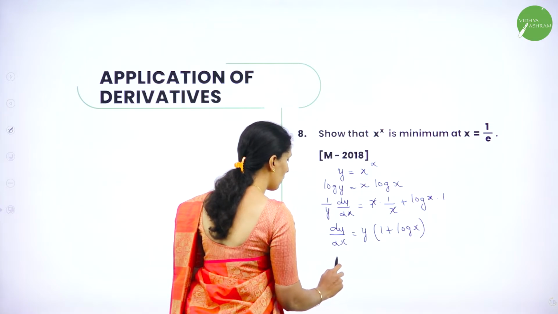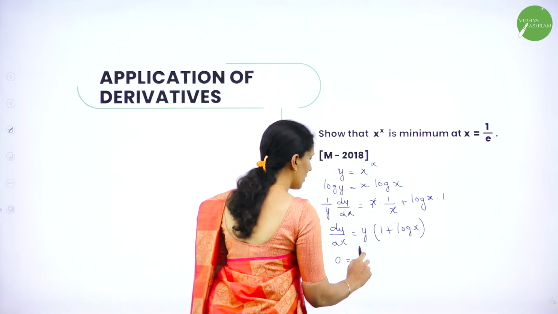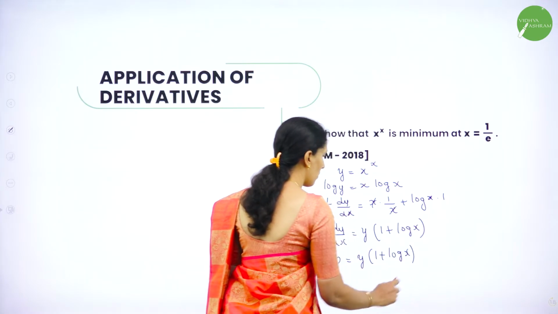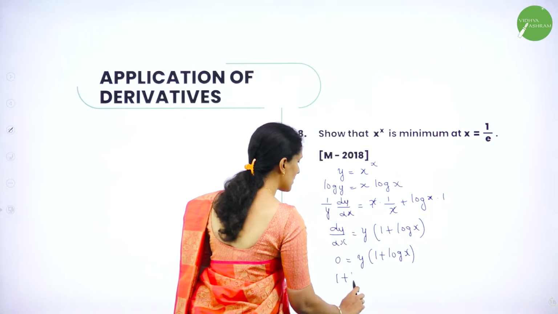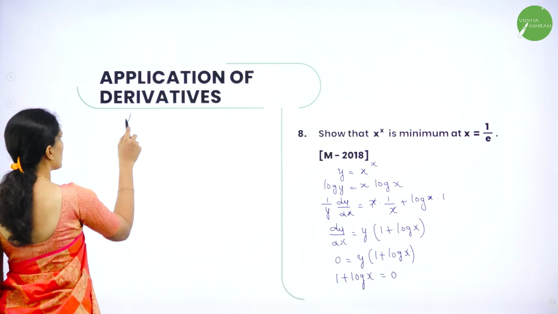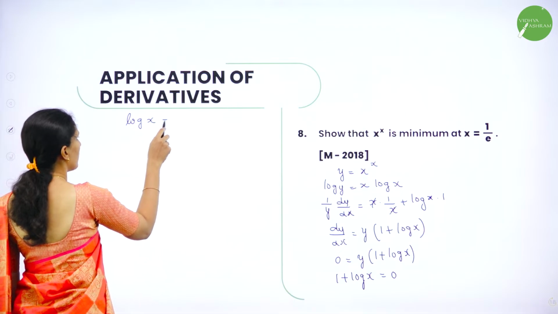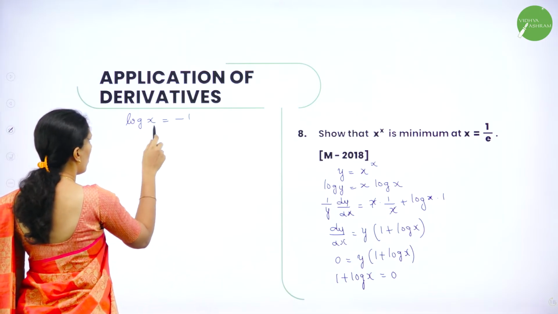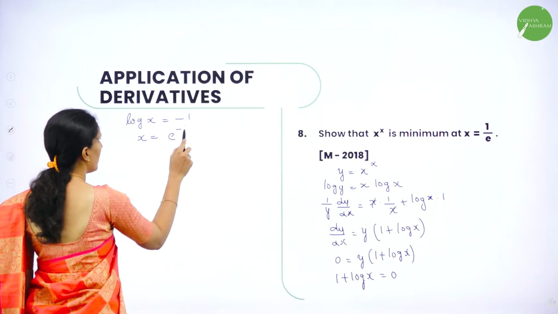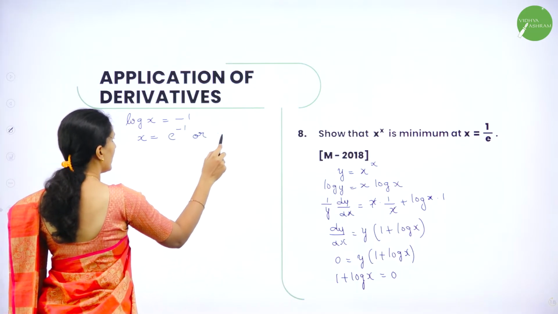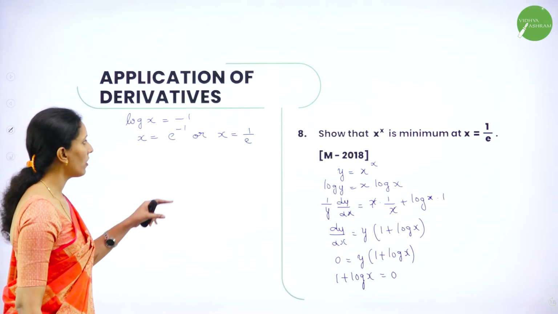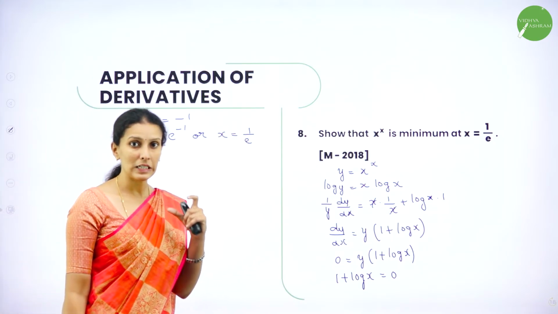If this is equal to 0, we get y into 1 plus log x equals 0, or I will get 1 plus log x is equal to 0. So I'll get log x is equal to minus 1, or I can take x is equal to e to the power minus 1, or x is equal to 1 by e. So this is the solution. Now we got x is equal to 1 by e as the critical point.